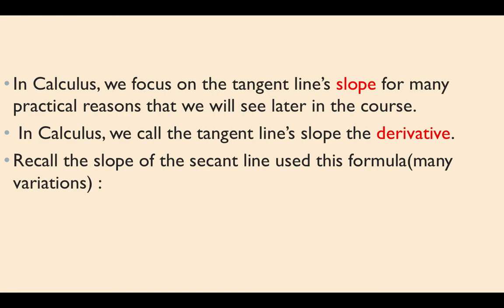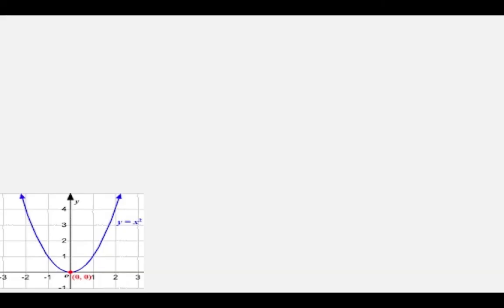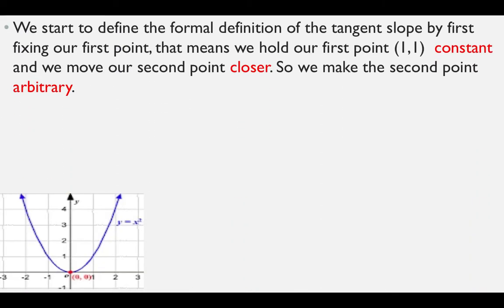Recall the slope of the tangent line used this formula. By the way, there's going to be many variations, but this is the one that we used to calculate from before. So we used change in y over the change in x. That's the slope formula. We start to define the formal definition of the tangent slope by first fixing our first point. What I mean by fixing the first point is we hold our first point, 1 comma 1, constant. And what I'm going to do now is I'm going to take my second point and I'm going to move it closer. So that means, in order to move the second point, I have to make the second point arbitrary.